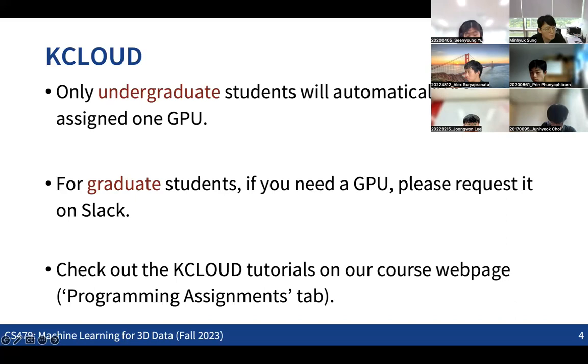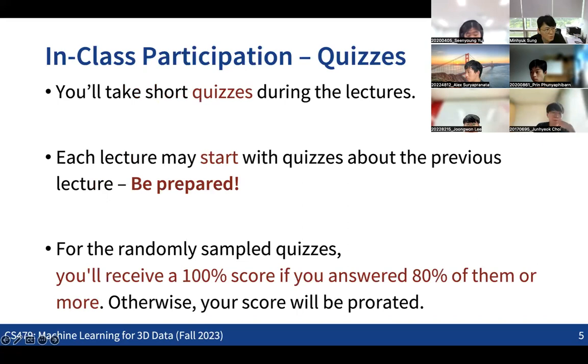As I said last time, we are going to have short quizzes during the lectures, and some lectures may even start with quizzes about the previous lectures. So please be prepared. We are also going to calculate a participation score based on how you answer the questions. You get the 100% score if you answer at least 80% of the quizzes that we have.